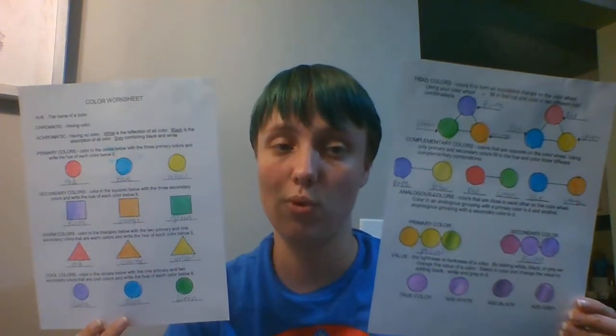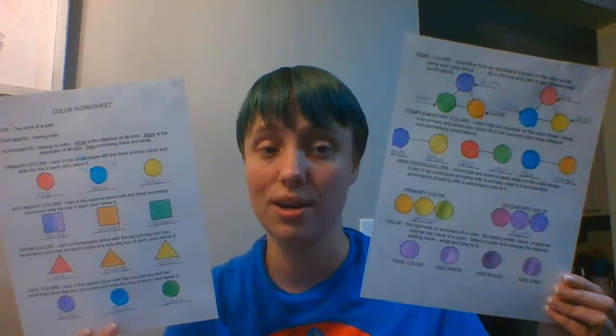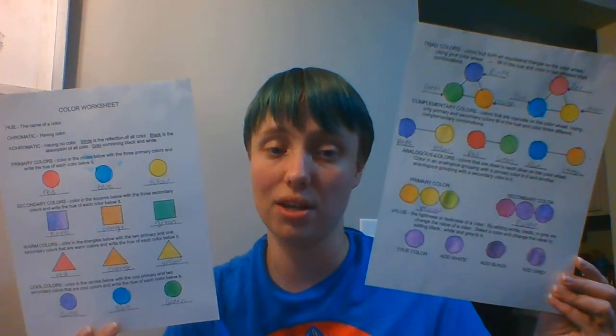Your follow-up project, if you finish this today, and you can work on it tomorrow, is to use one of these color combinations that you've talked about in any of this. So you could use the primary colors, you could use secondary colors, warm, cool, you could use a triad, complementary colors, analogous colors, you could practice changing value, or you could practice changing intensity.